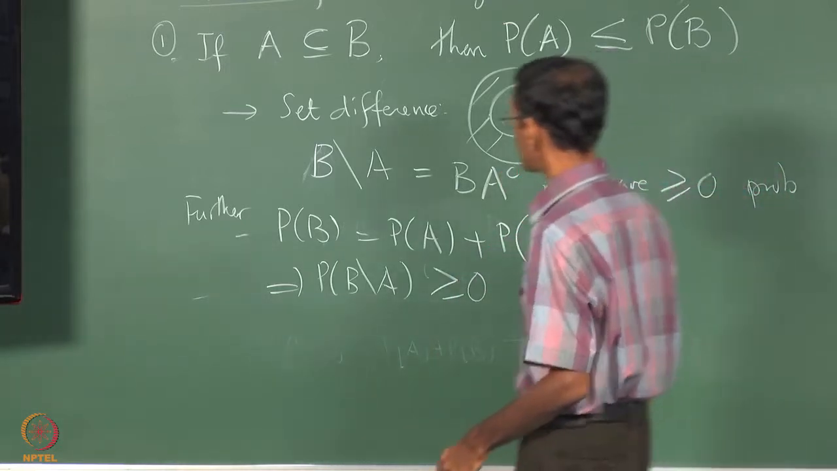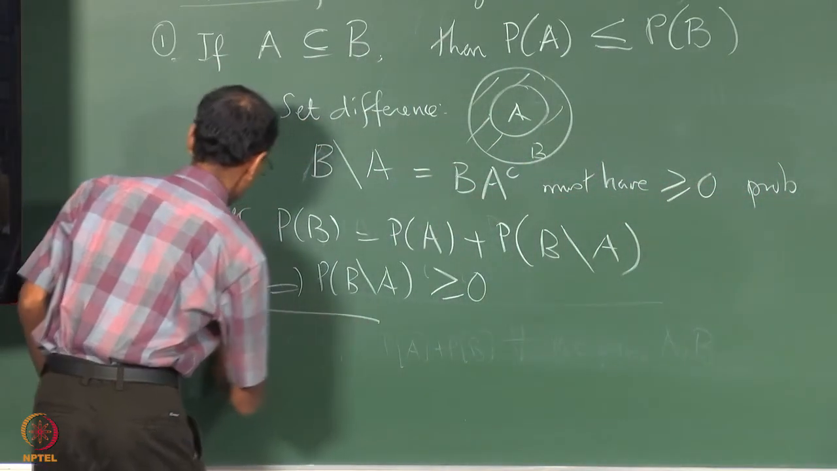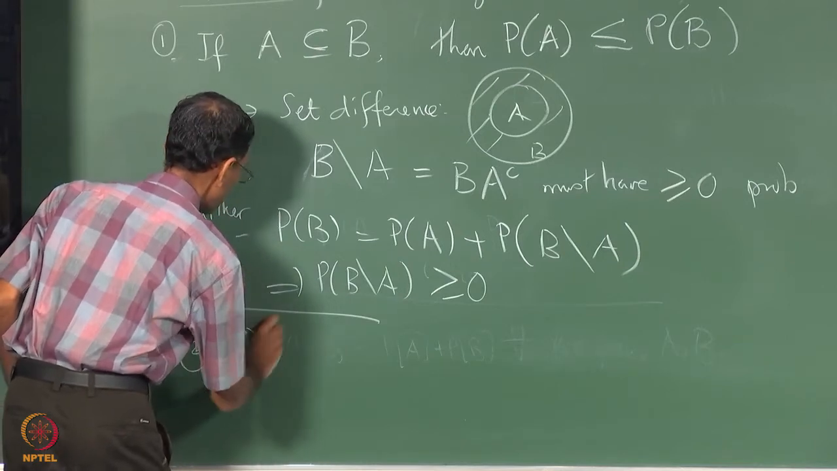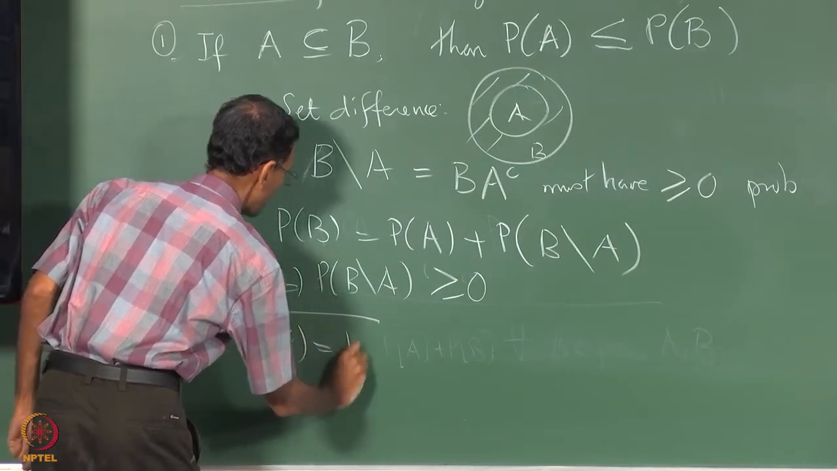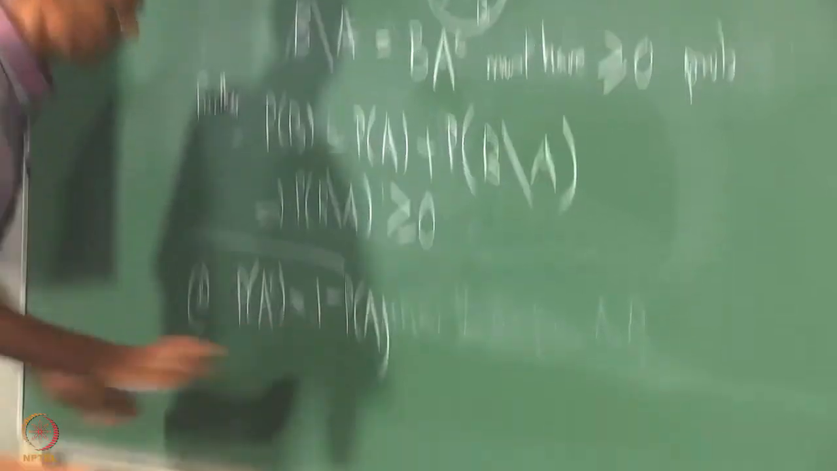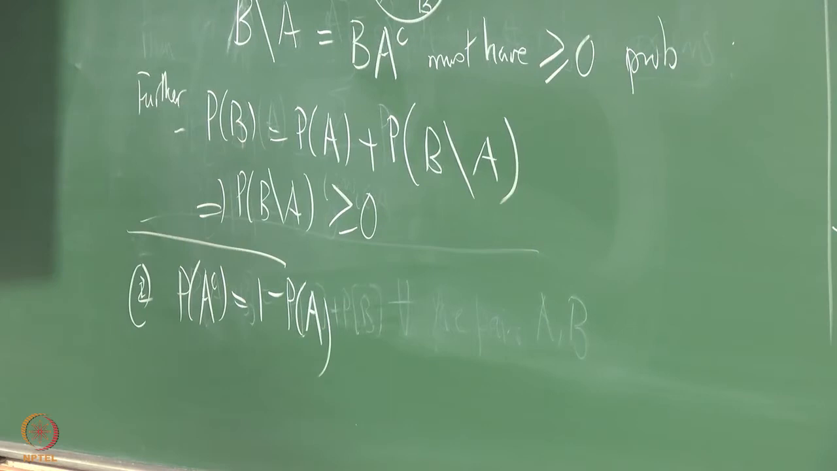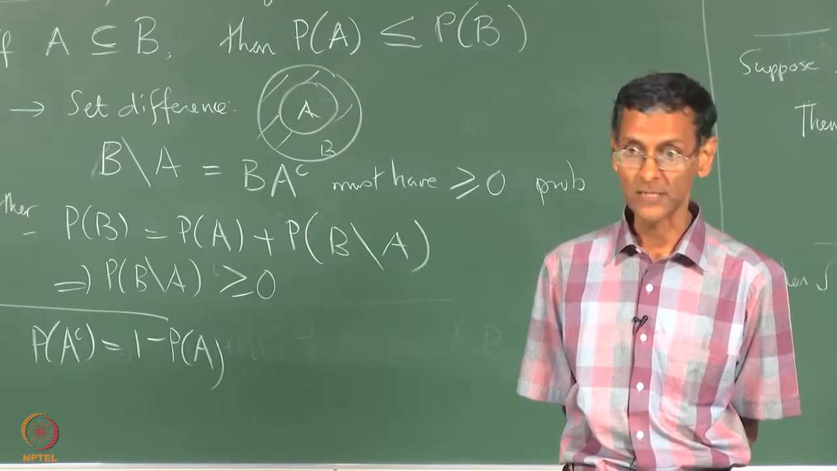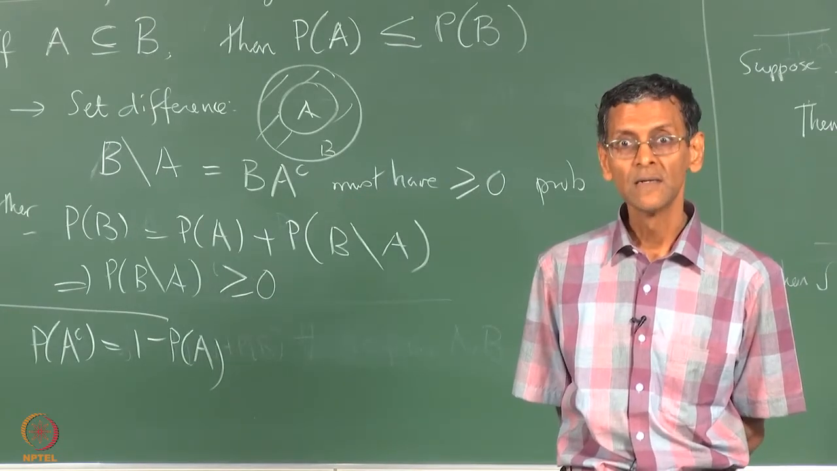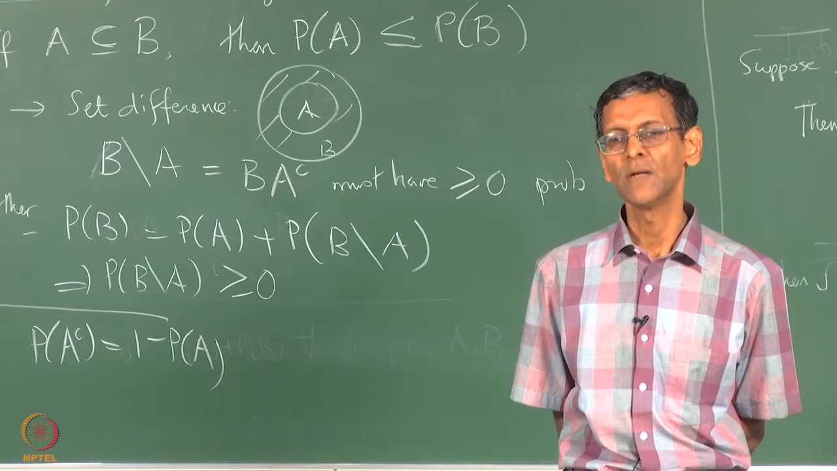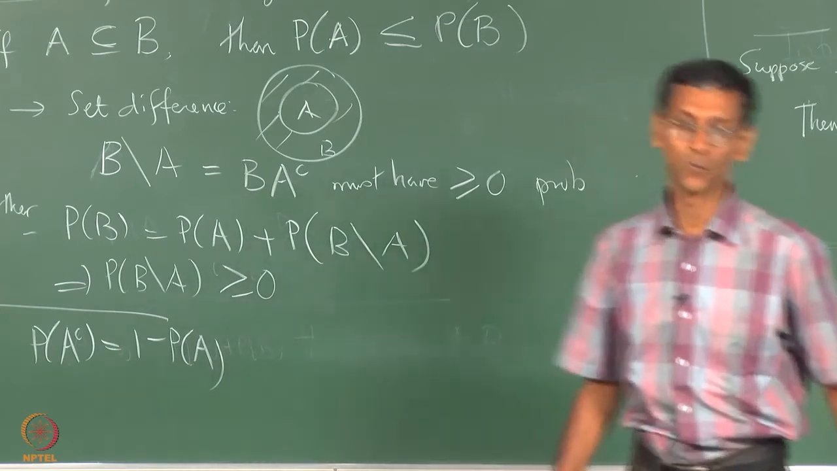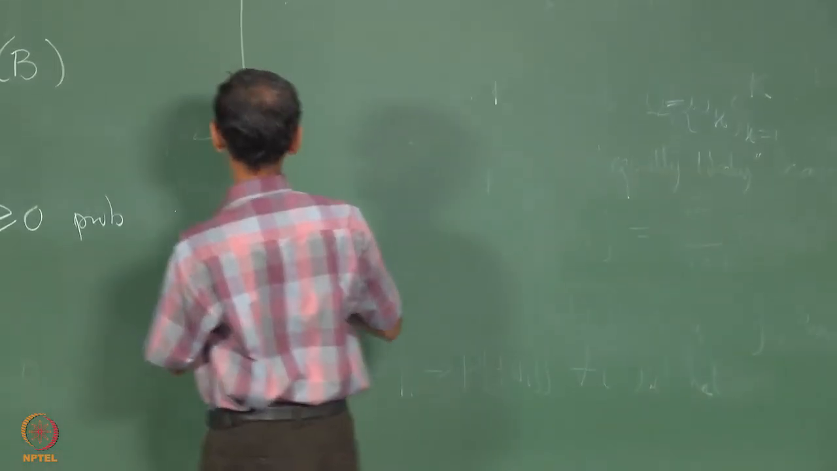Clearly the probability of the complement must be equal to 1 minus P(A). I do not think we need to spend more time on this, it is so obvious. Remember omega is A union A complement, always, for any A, and they are by definition exclusive, and therefore this follows.